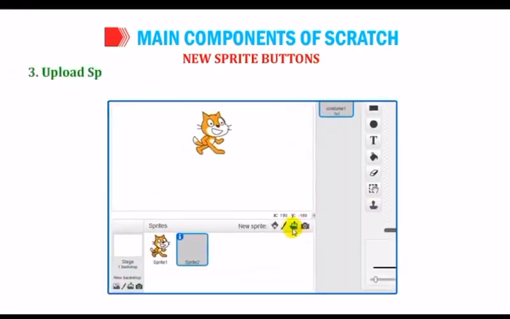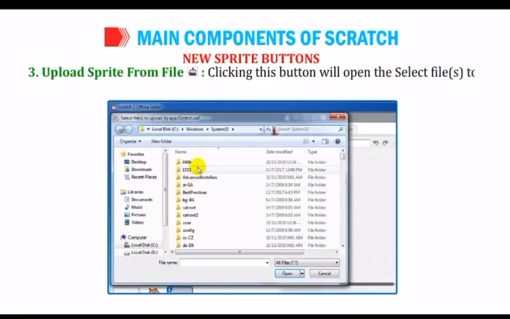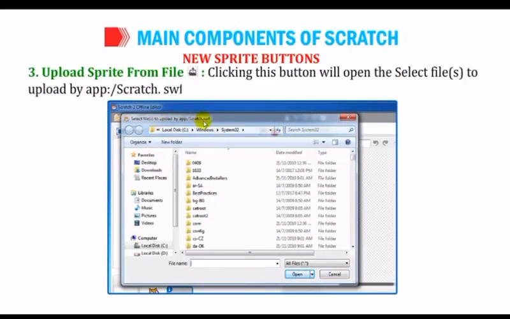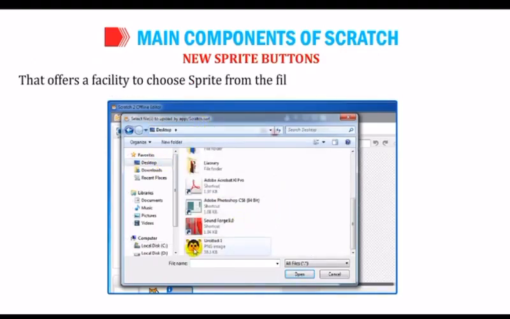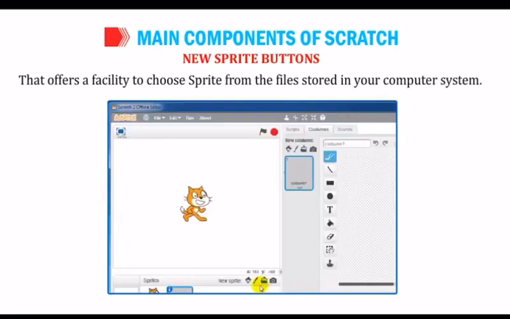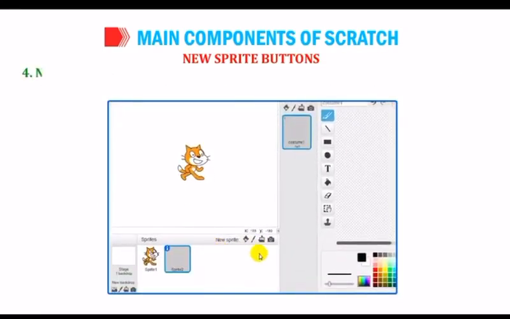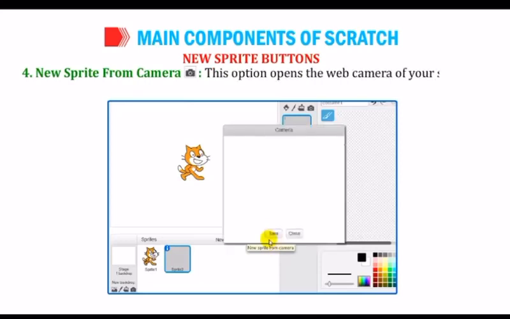Number 3. Upload Sprite from File. Clicking this button will open the Select Files to Upload dialog box that offers a facility to choose a sprite from the file stored in your computer system. Number 4. New Sprite from Camera. This option opens the web camera of your system, provided your system is equipped with it.